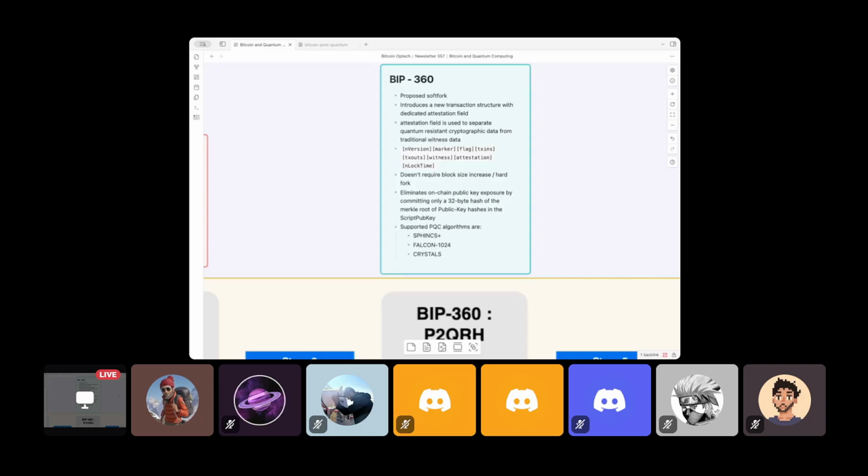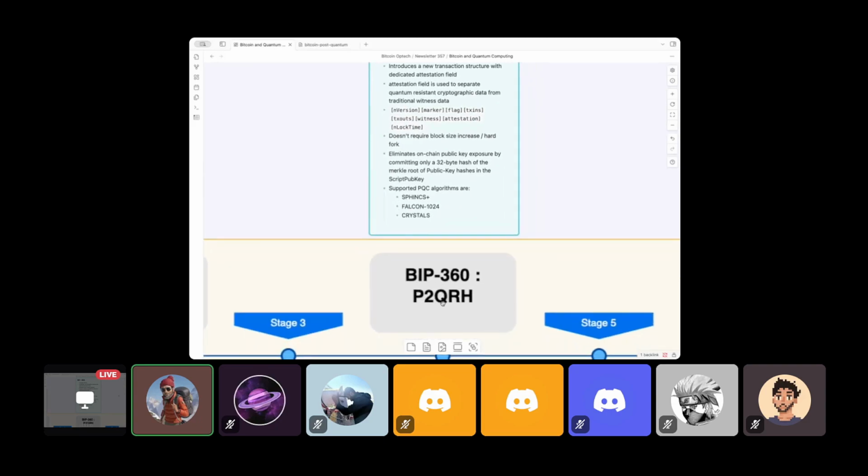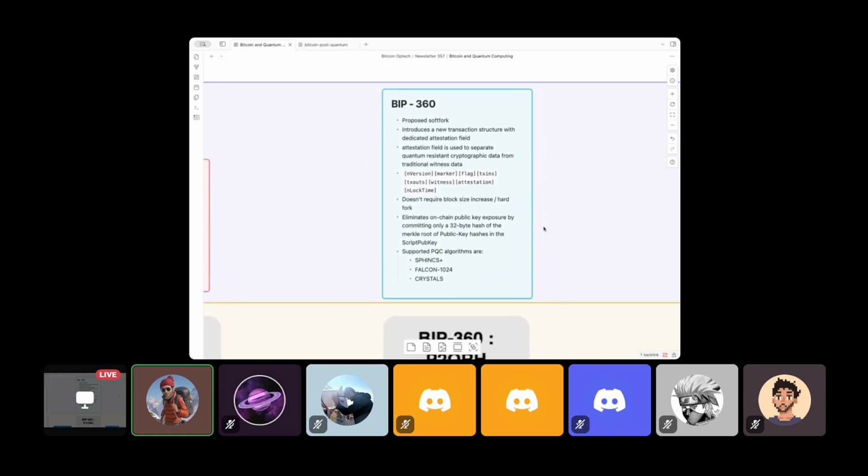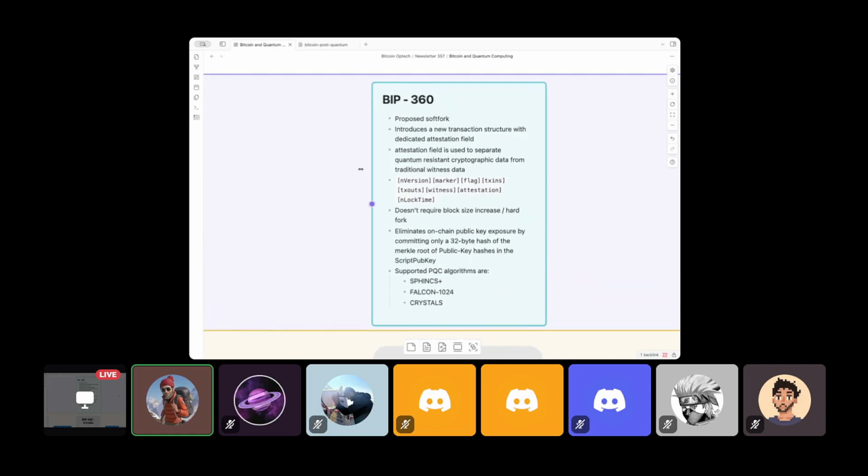Okay, so there is another proposal called pay to quantum resistant hash. It's BIP 360. It's a proposed soft fork. What it does is that it introduces a new transaction structure with a dedicated attestation field. This attestation field you can use to separate quantum resistant data from the traditional witness data.